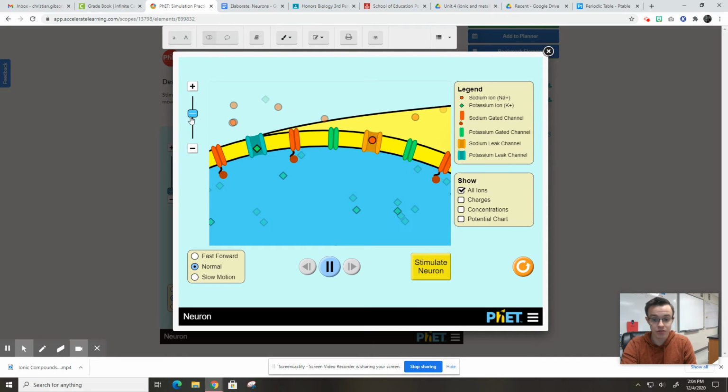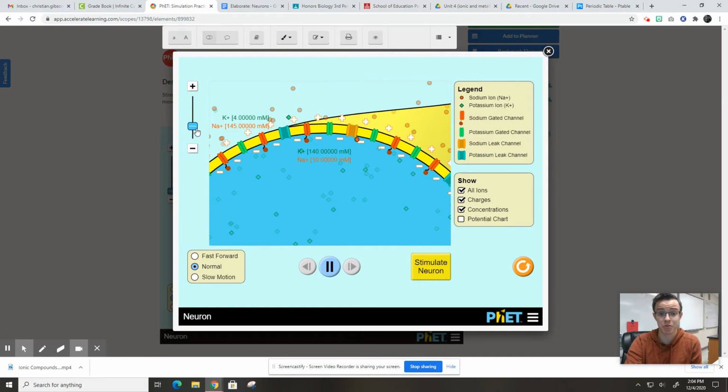What I would advise doing is turning on charges, turning on concentration, and waiting for the chart. But especially have on concentrations, because that's really what we're trying to see here, how much of each thing is on each side, okay? So we've got the amounts of potassium and sodium on the outside of the cell and the amounts of potassium and sodium on the inside, okay?